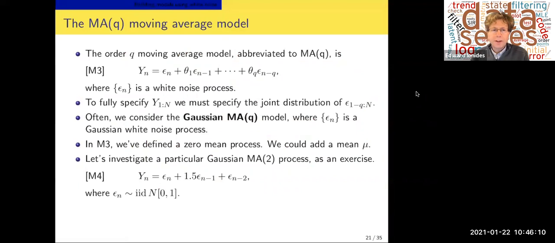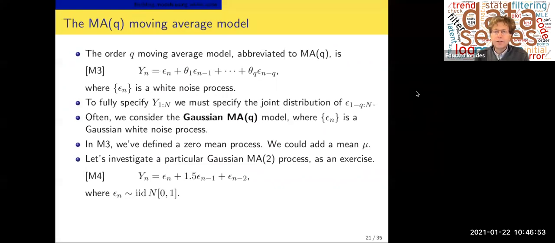We can do similar things with the MAQ moving average model. Here is the definition. Yn is epsilon n plus theta 1 epsilon n minus 1 up to plus theta q epsilon n minus q. Epsilon is a white noise process. And then to fully specify y1 through n, we need to know epsilon down to 1 minus q. So we might need, again, epsilon defined at negative time points in order to initialize.